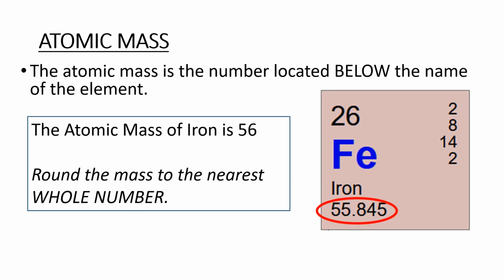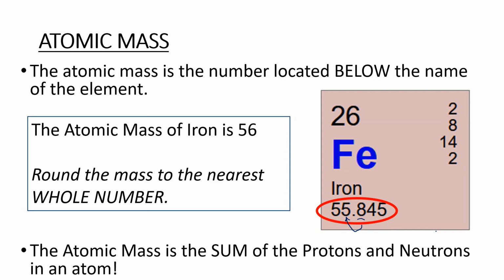If you remember your rounding rules, you're looking at the number that comes after the decimal point, which in this case is an 8. If that number that comes after the decimal point is 5 or greater, you're going to round up. So this is an 8, which means you're going to round that 55 to a 56. That's why the mass is 56.